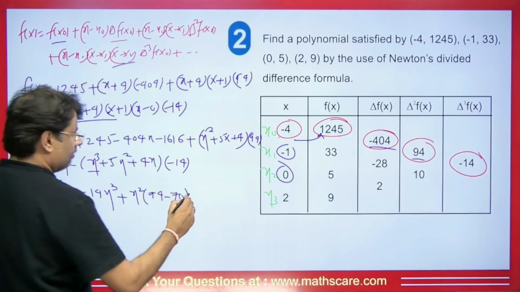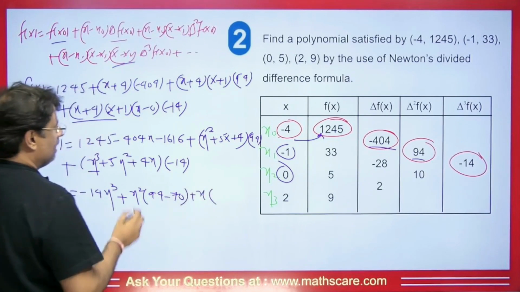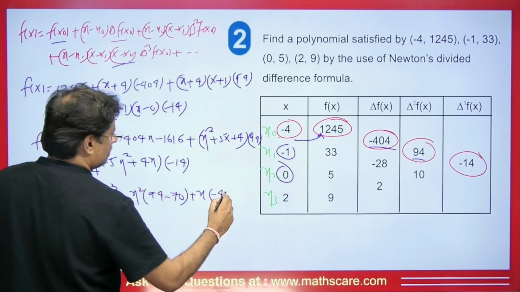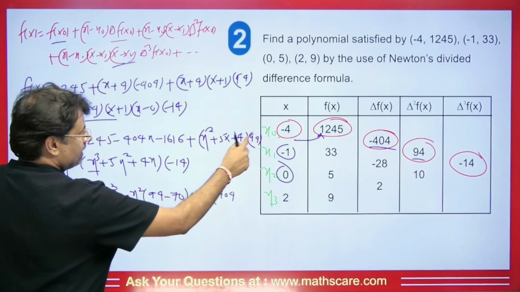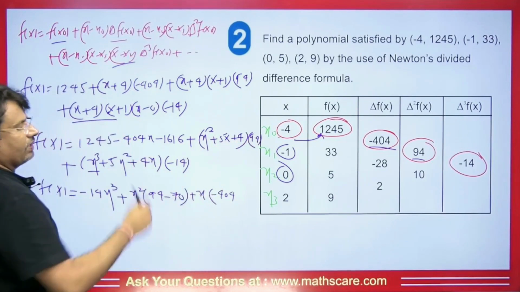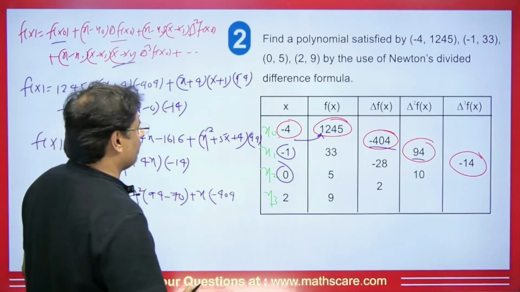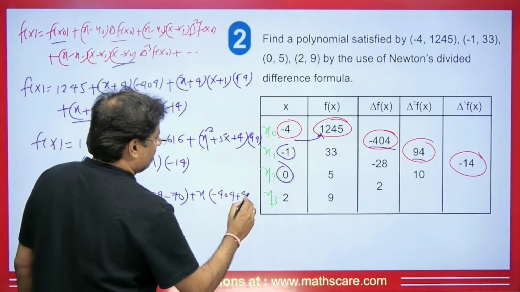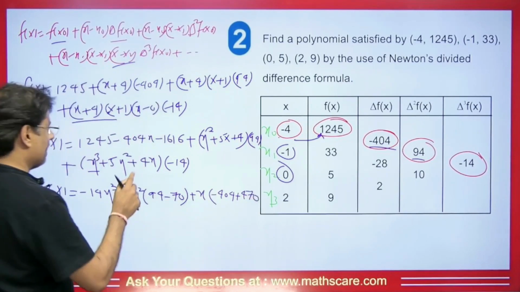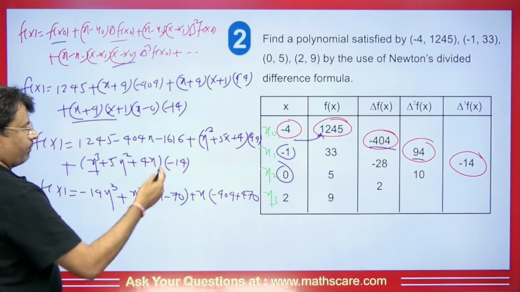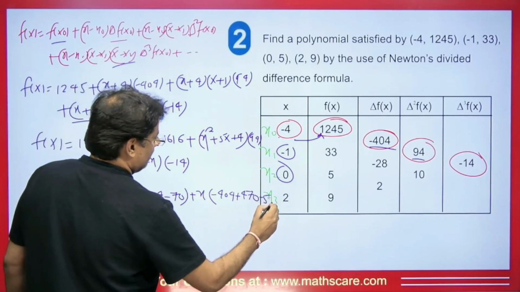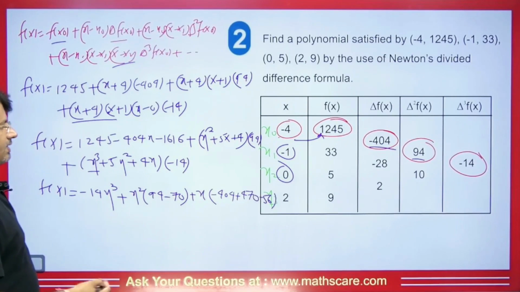We will see where the coefficient of x will come. So the coefficient of x is coming to be minus 404. And here we have 94 into 5, right? So 94 into 5, it will be 470. So 470 will be here, clear, and from here we have 14 into 4 is 56, minus 56. So this will be minus 56. This will be the coefficient of x here.